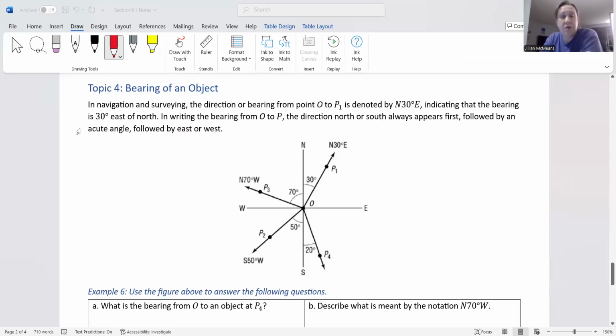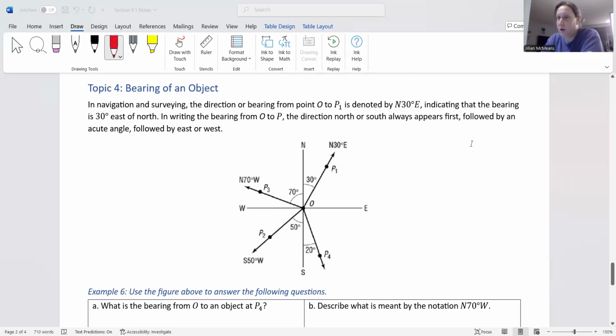Okay? So it says in navigation and surveying, the direction or bearing from point O, I'm going to call it O for origin, but the bearing from point O to P1 is denoted by N 30 degrees E. Okay, what the heck does that mean? Indicating that the bearing is 30 degrees east of north. Okay, that makes sense. In writing the bearing from O to P, the direction north or south always appears first, followed by an acute angle. So keep in mind it has to be an acute angle, followed then by east or west.